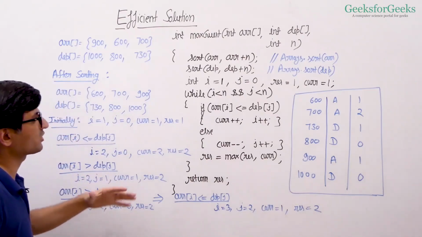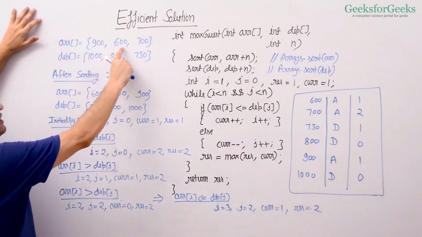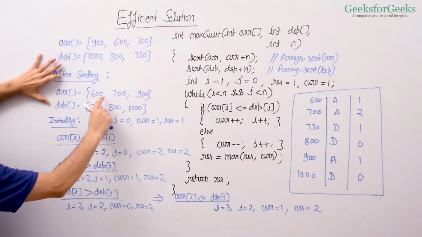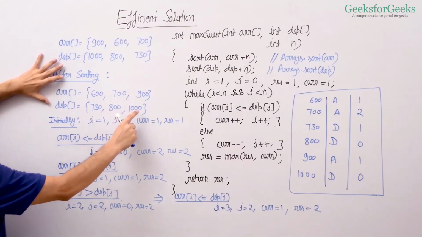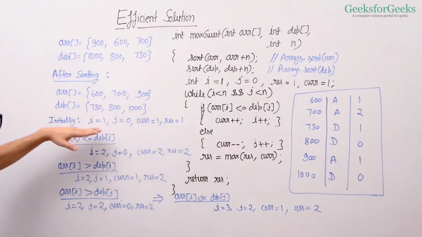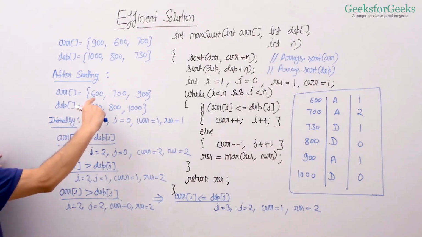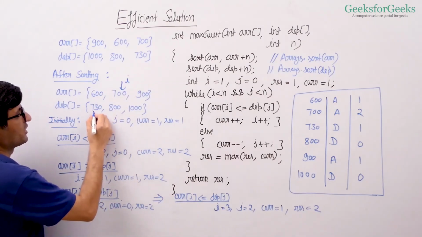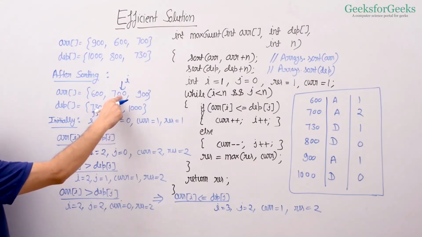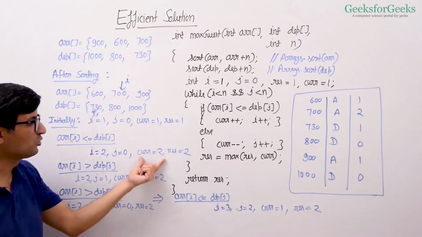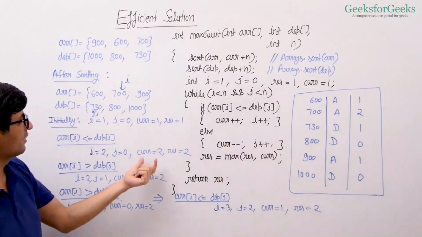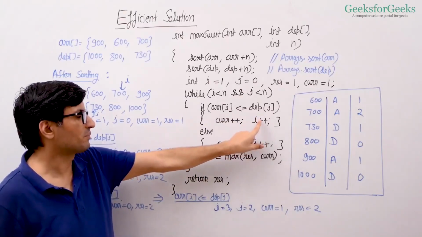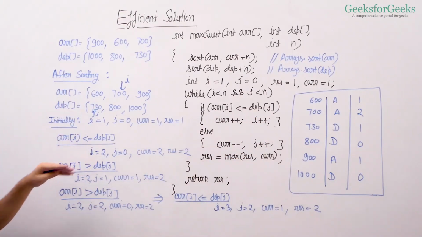Let's now do a run of this code with this example. We have 3 guests: arrivals 900, 600, 700 and departures 1000, 800, and 730. We'll sort both the arrays: 6 o'clock, 7 o'clock, 9 o'clock, and 7:30, 8, and 10. After sorting, we'll initialize these values, and now we'll run this loop. Now we'll compare. Our i is currently here, right? And j is here. We have initialized i as 1 and j is 0. Now I'll compare these two. 7 is smaller, so array i is smaller. We have now 2 guests, and we update the result also as 2. And we increment i because the arrival is smaller than departure j. So i becomes 2 now.